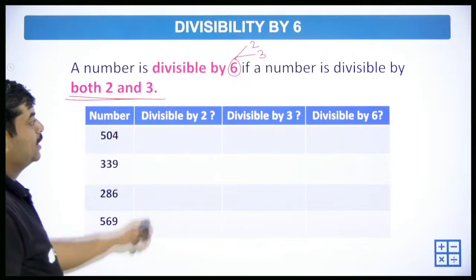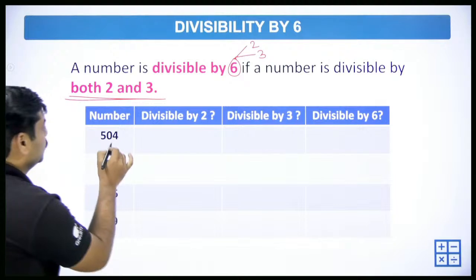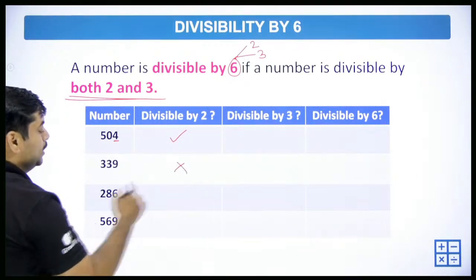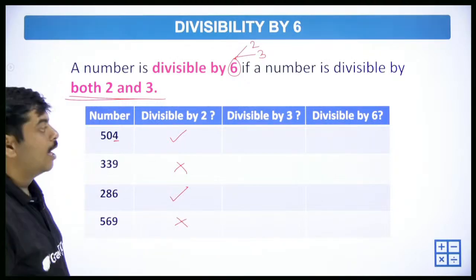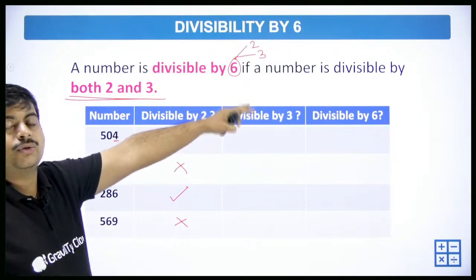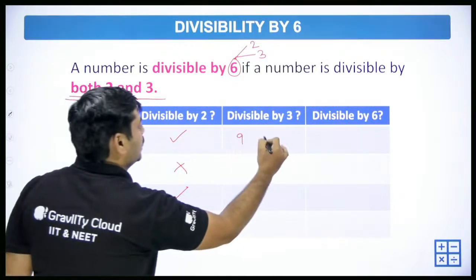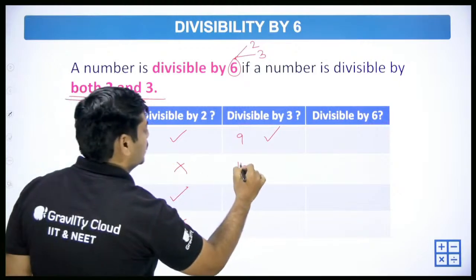504. Is 504 divisible by 2? Yes, because 4 is an even number. Good. Now what about divisibility by 3? We need to add the digits: 5 plus 4, 9. Yes, it is divisible by 3. 9 plus 6 is 15, yes, it is divisible by 3.